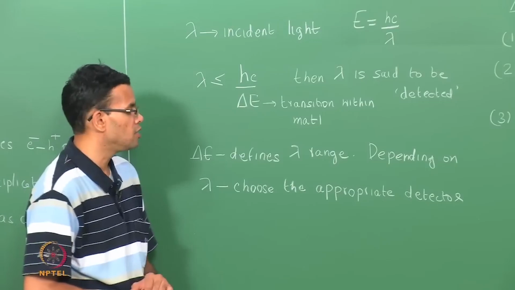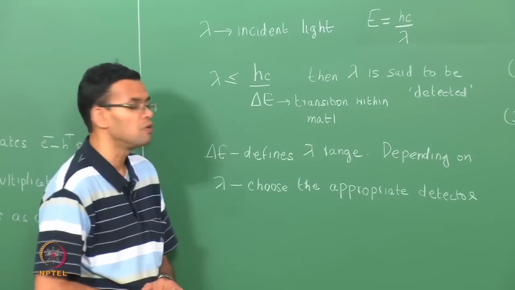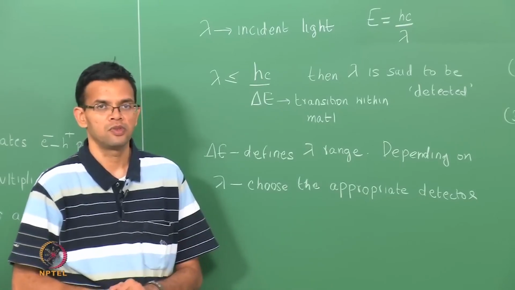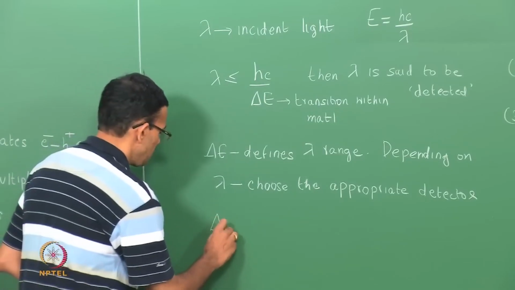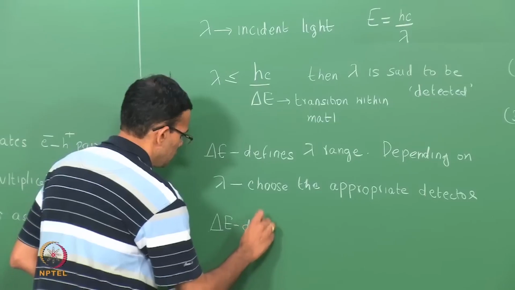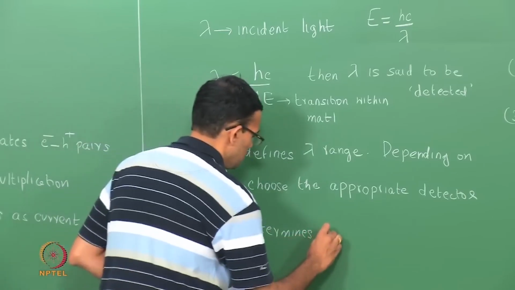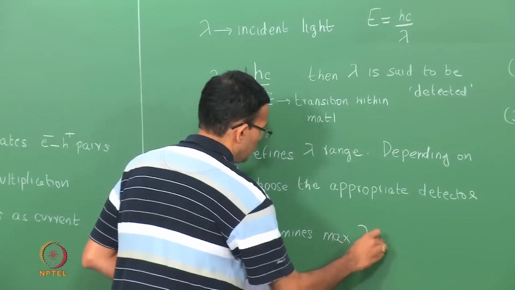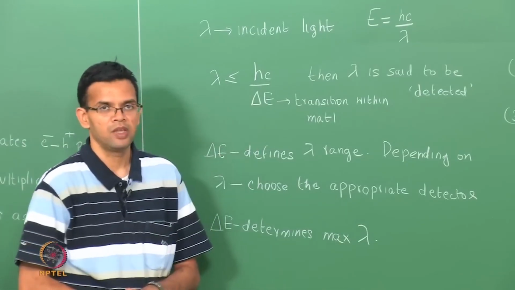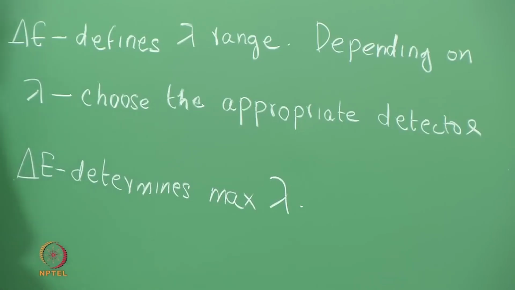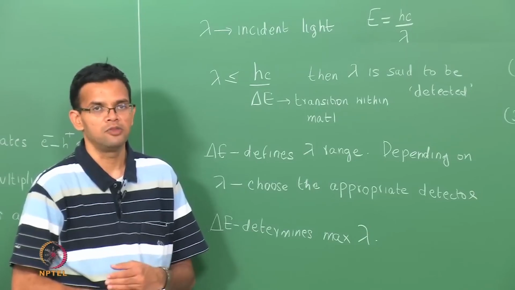So, we want to choose materials which absorb in that range. On the other hand, in the case of a photodetector, depending upon the wavelength range, we will choose what material we want to use. So, the maximum wavelength is determined by delta E. Any wavelength that is larger than that determined by delta E will not be able to produce electron hole pairs and will not get absorbed.